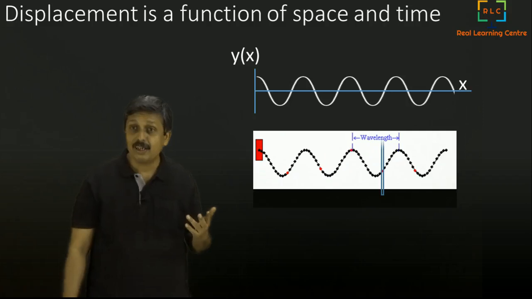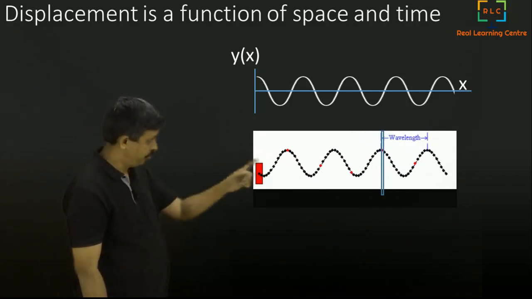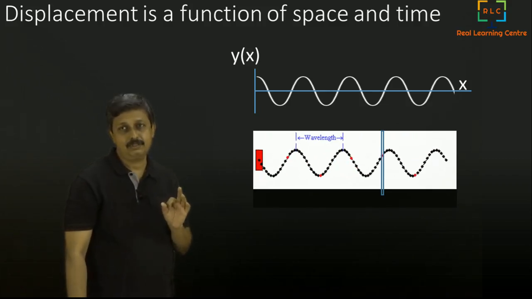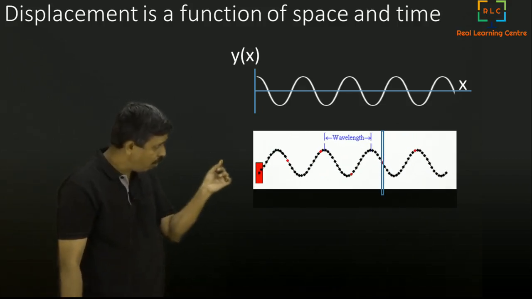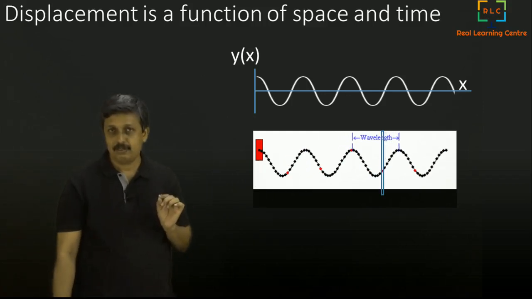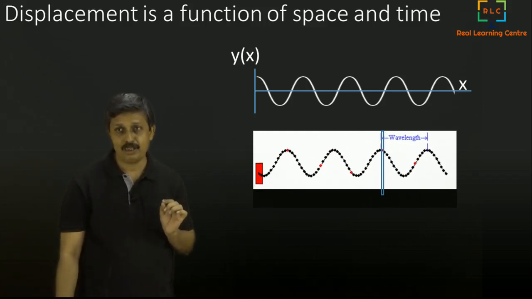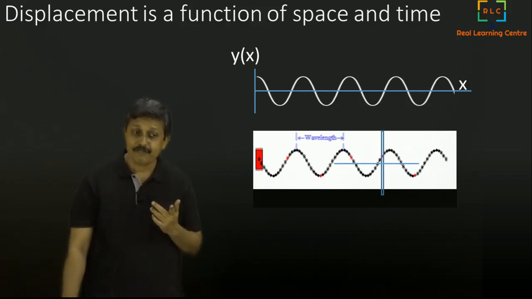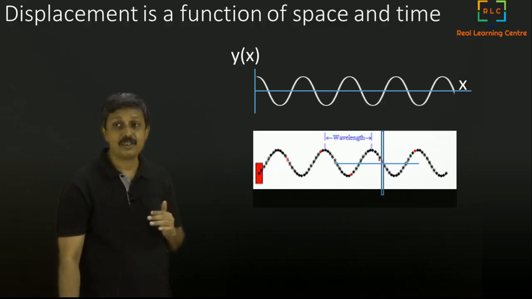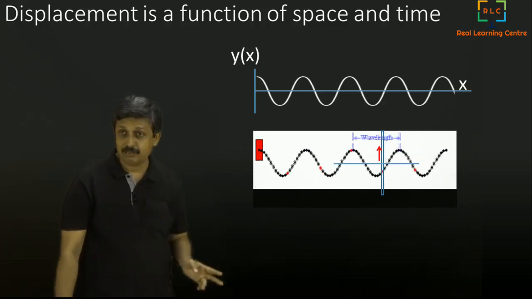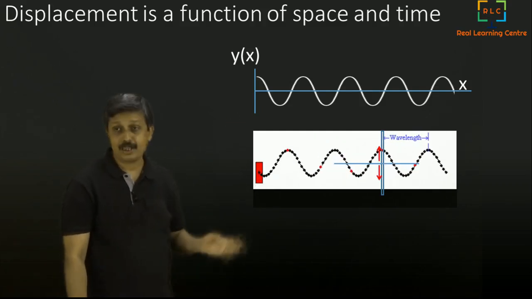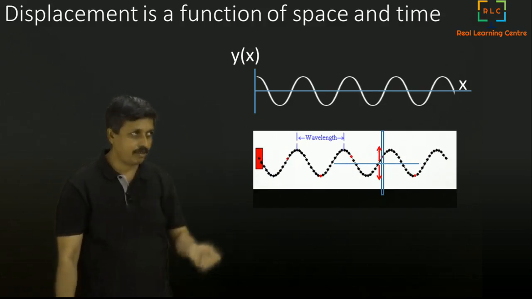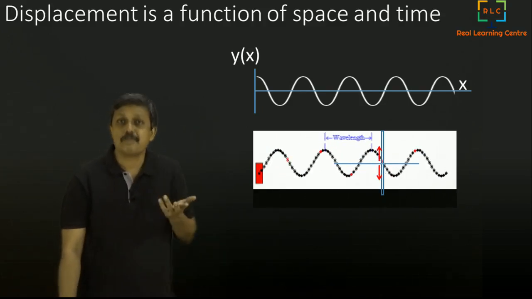How do I do that? I take one position like this, one point in space, and I look at the bead all the time. As the time passes, what is happening? You can clearly see that the bead is around the equilibrium position, going up and down, going up and down. Slowly going up, coming down, going up. In time, it is happening.